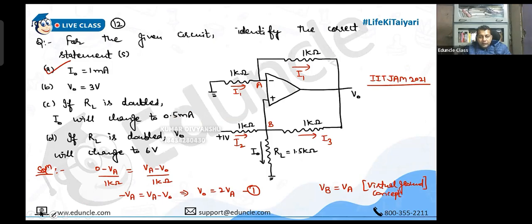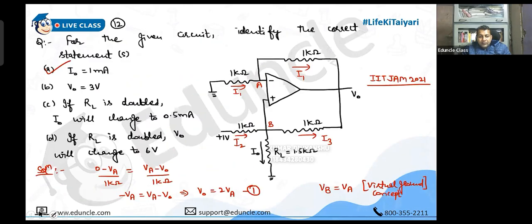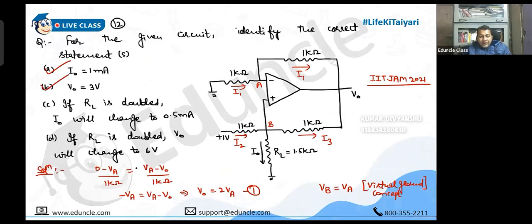V naught is 3 volt. So V naught is actually 2 VA. What is VA? From here, VA will be 1.5, right? VA is 1.5, so V naught is 3 volt. That's also correct. If RL is doubled, I naught will change to this.